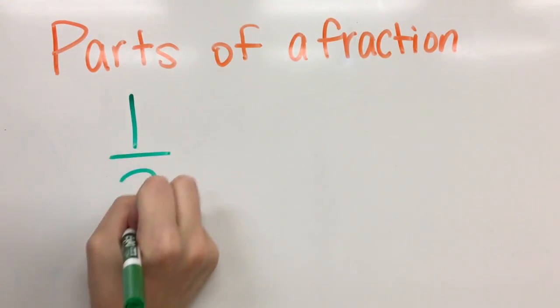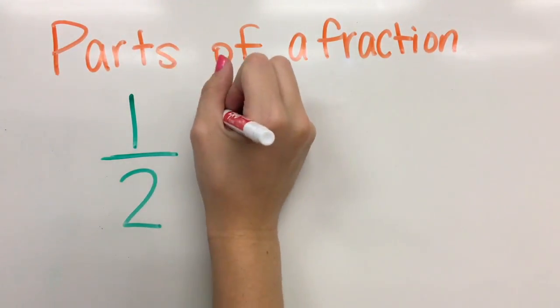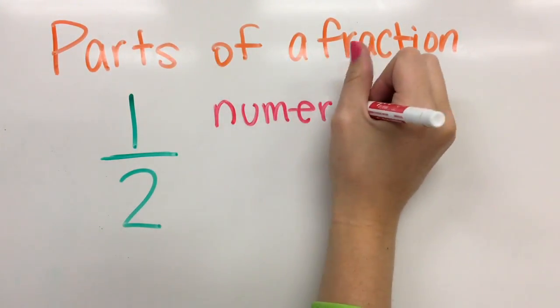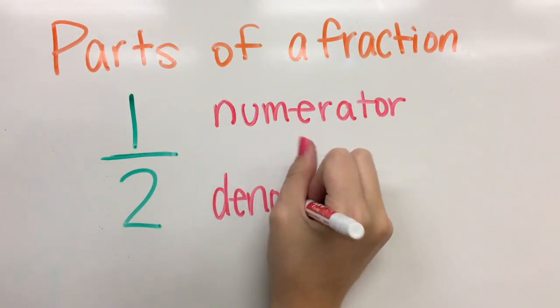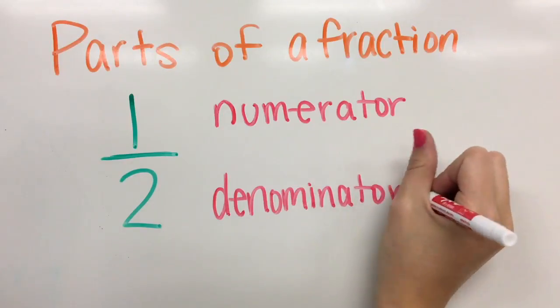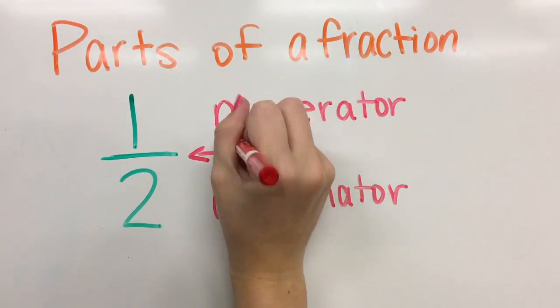This is what a fraction looks like. The top number is the numerator, and the bottom number is the denominator. The line in the middle is called the fraction bar. The numerator represents the part of the fraction, and the bottom number, the denominator, represents the whole part of the fraction.